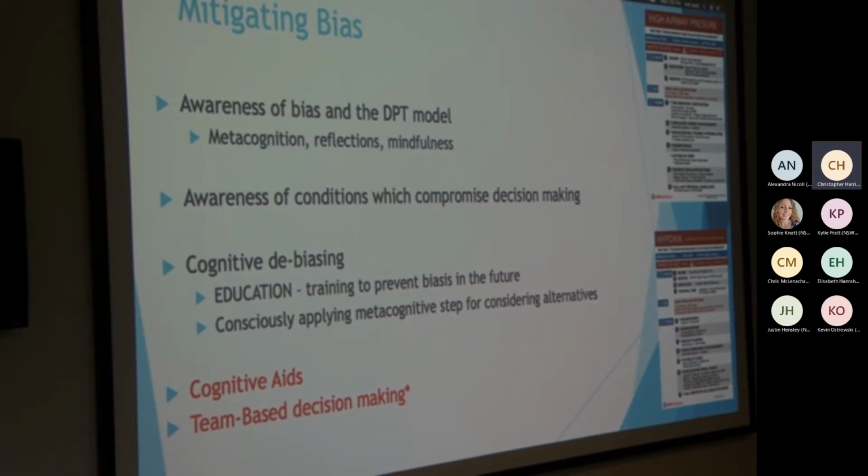And then, in terms of strategies to mitigate that bias, they talk about cognitive de-biasing. That's the phrase. That could be an education thing. We do training all the time. We do lots of repetitive drills of things, and it's basically trying to prevent those biases in the future. And then there's also consciously applying that metacognitive step. We have used cognitive aids. I put a couple there. We also have the team around us, so it's that whole team-based decision making. I put those in red because I think they're quite key words, which might be buzzwords in the exam.